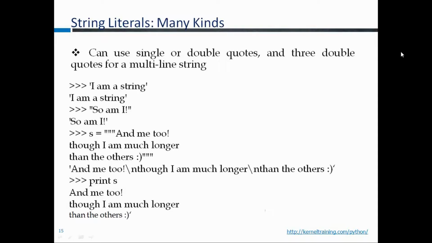Once we start working on actual Python code, we can see all the information again. String literals can have single or double quotes, so it makes no difference whether you use a single quote or a double quote. Here we have an example: with single quotes, I am a string. The output would say I am a string, and similarly, if you have double quotes, then it will give the same thing.